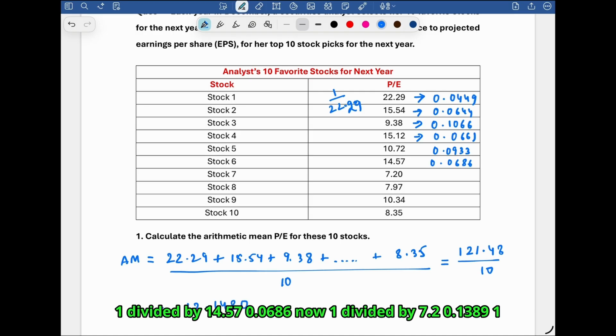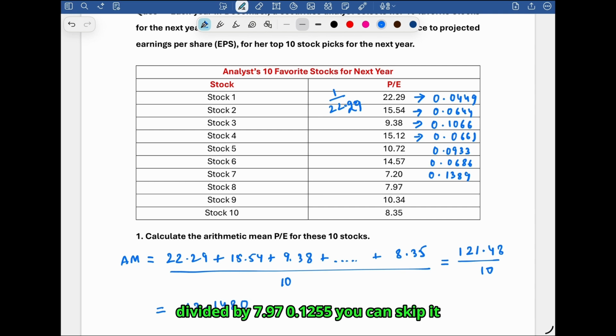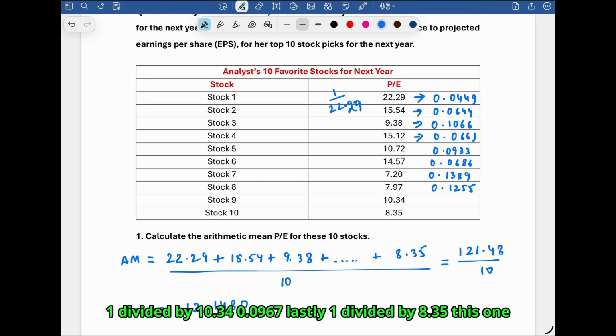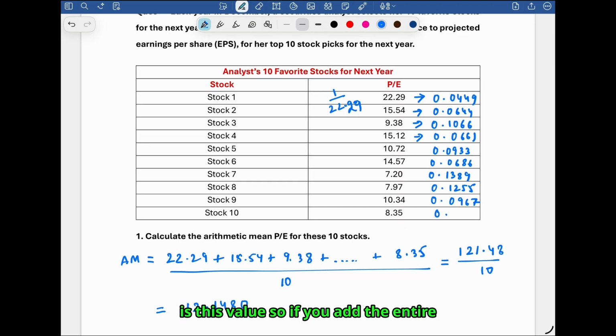0.0686. Now 1 divided by 7.2. 0.1389. 1 divided by 7.97. 0.1255. You can skip it. 1 divided by 10.34. 0.0967. Lastly, 1 divided by 8.35. This one is this value.